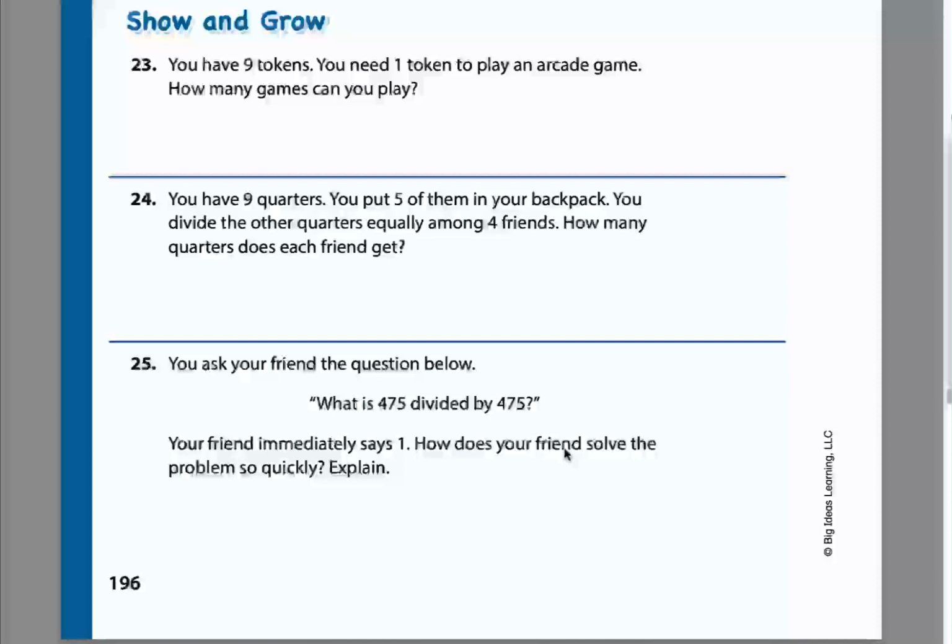Anas? Yes, teacher. Go ahead. You have 9 tokens. You need 1 token to play an arcade game. How many games can you play? 10 games. 9 games. Excellent. Can you explain why? Because 9 divided by 1 equals 9. So 9 games. Excellent, my hero.